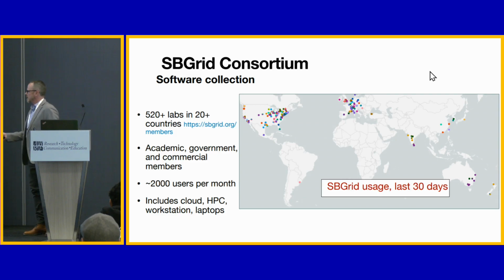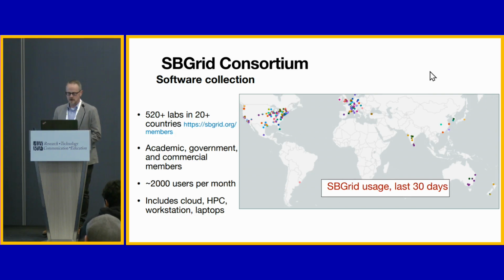So SBGrid is growing. It's more than 520 labs now. You can see the distribution here. We don't have anyone in Africa yet, but we did have an inquiry from South Africa, so maybe that's the last continent. We have one lone lab in Montevideo, Uruguay, but otherwise we're sort of heavily represented in the Boston area and Europe, but we have labs all over the world using the software.